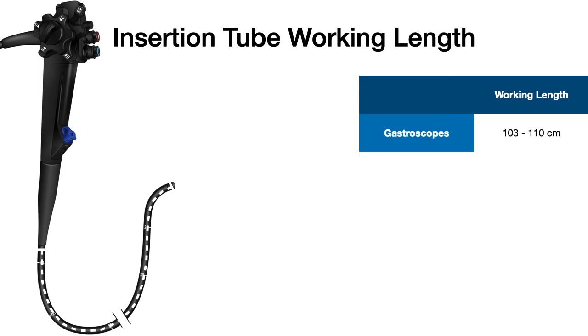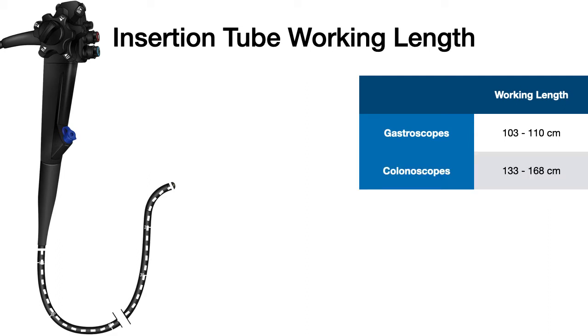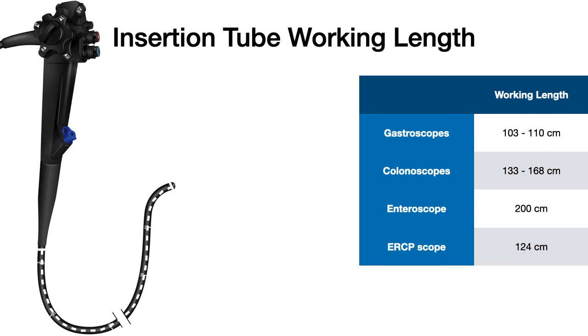First is the insertion tube working length. So, that is the length of the tube that you could insert, and it determines how far down or up the gut you can go in. So, let us look at the various insertion tube lengths of different scopes. The gastroscopes are anywhere between 103 to 110 centimeters, colonoscopes between 133 to 168 centimeters, enteroscope 200 centimeters, duodenoscope or ERCP scope is about 124 centimeters, and about the same length is the ultrasound scope.